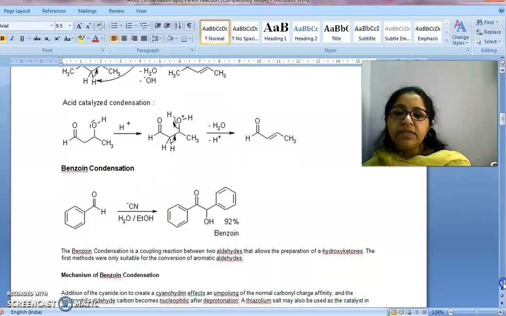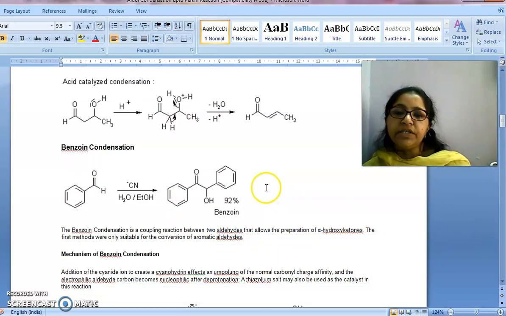Let us see the next one here, the benzoin condensation. You have to understand what benzoin is. Benzoin is similar, but it is not beta hydroxy, it is alpha hydroxy, from an aromatic aldehyde. So what is benzoin? Benzoin condensation is the coupling reaction between two aldehydes that allows the preparation of an alpha hydroxy ketone.